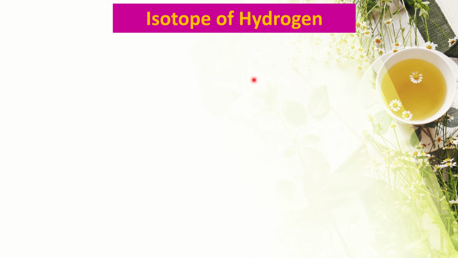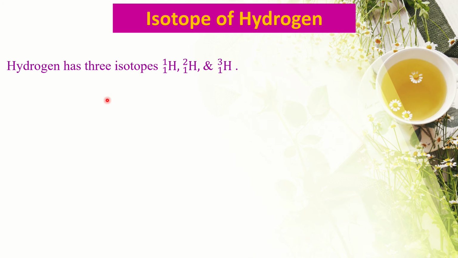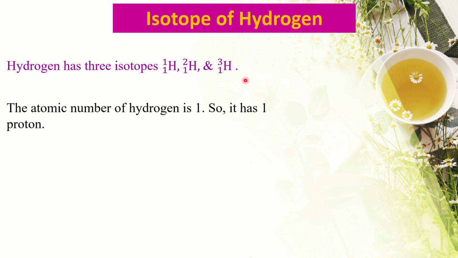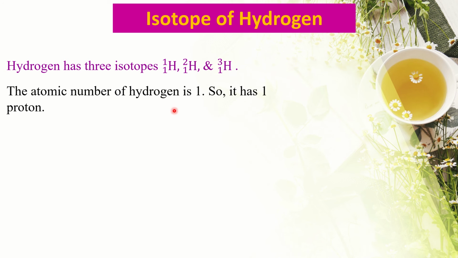Now, isotopes of hydrogen. Already we learned that hydrogen has three isotopes: hydrogen 1, hydrogen 2 and hydrogen 3. The atomic number of hydrogen is 1, so it has 1 proton. We know this, and we know that hydrogen has mass number also 1 because hydrogen is the only atom which has no neutron. 1 proton and no neutron, so the mass number of hydrogen is 1.